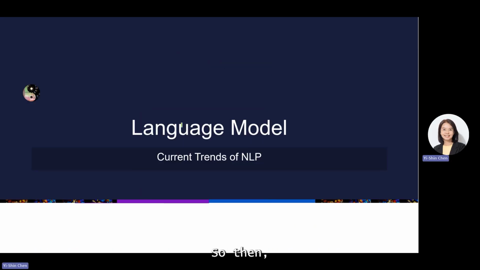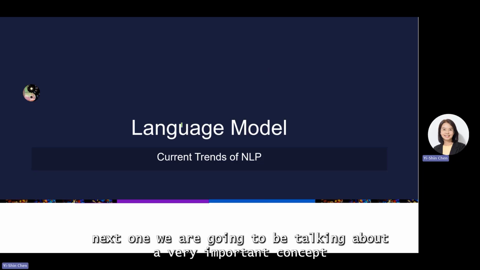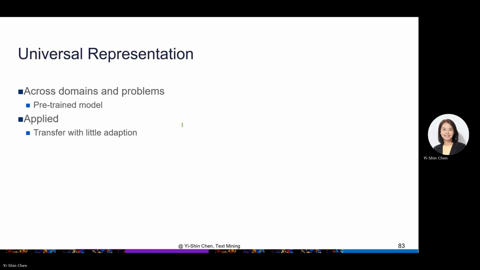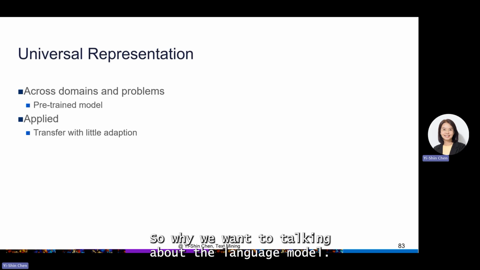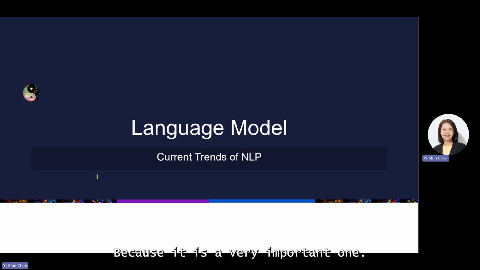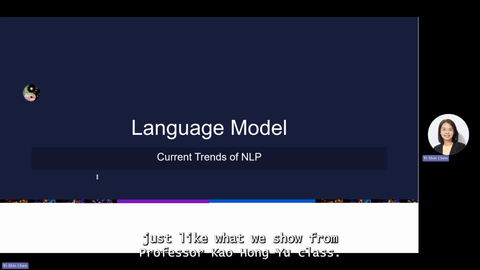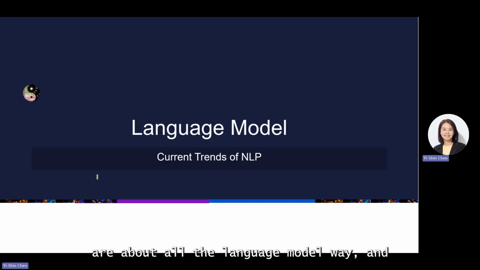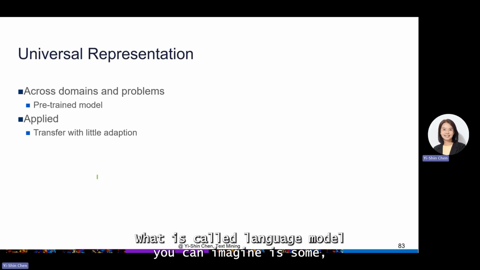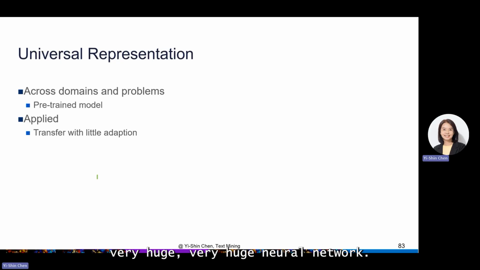Okay, so next, we are going to talk about a very important concept called language model. Why do we want to talk about the language model? Because it is a very important trend in the current NLP. You can actually find out, just like what we showed from Professor Gao Hongyu's class, a lot of material is about language models. You can imagine it is some very huge neural network, a very huge one.